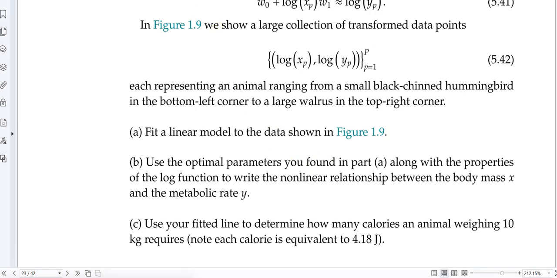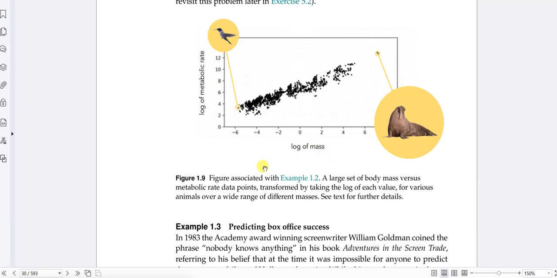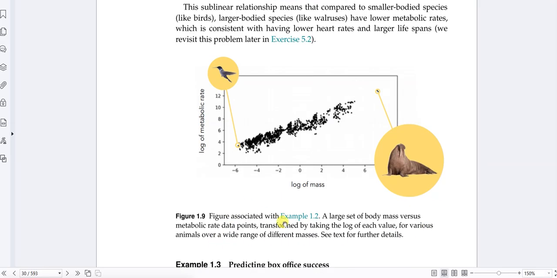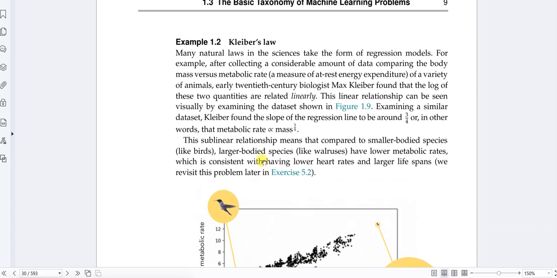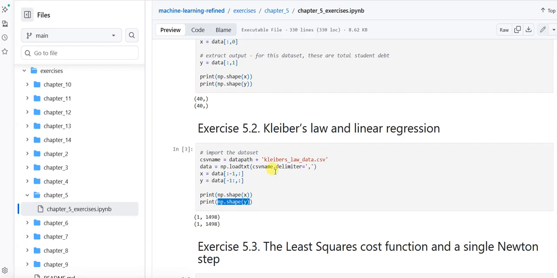So 1.9, the data set is from many natural sciences. Where is the data set here? It is similar to Kleiber's law slope regression. This relationship compared small bird species, the metabolic figure, associated the example to the large mass walrus, covering various animals. See the text for further details. Okay, maybe here it is given. The data set name is given.